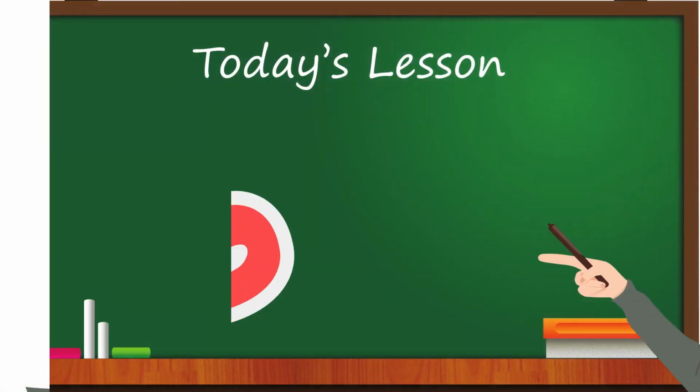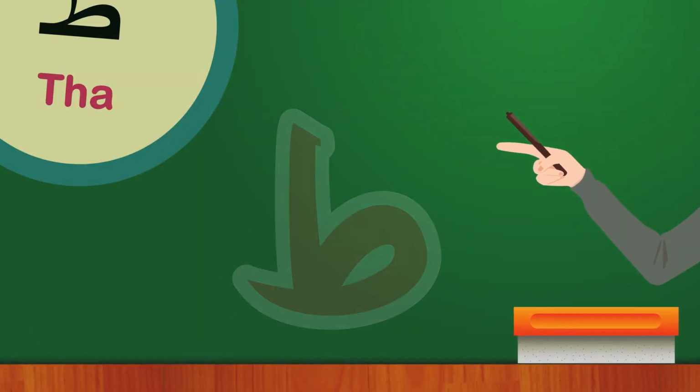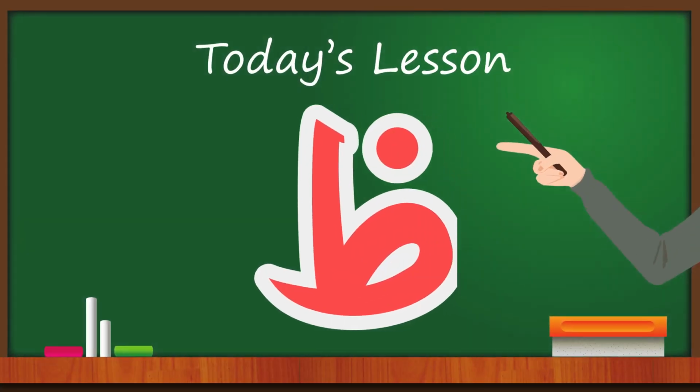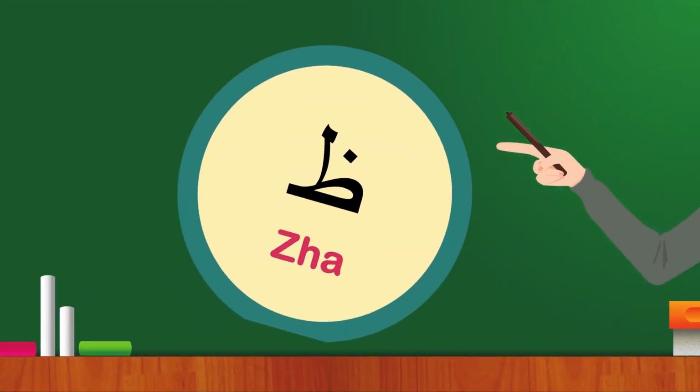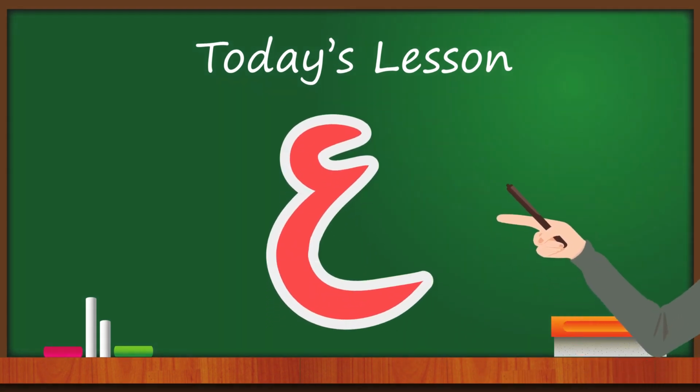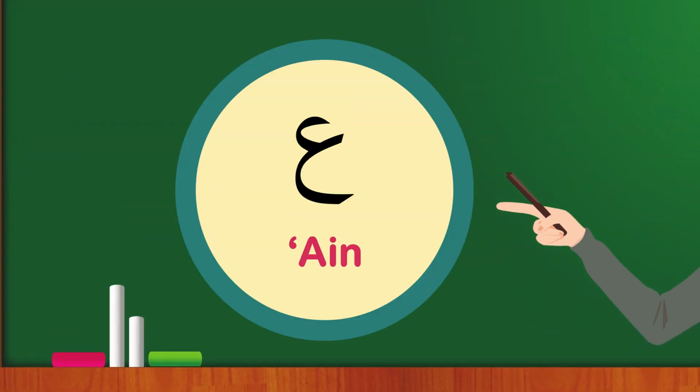Dod. Do. Can you say Do with me? Do. Zo. Can you say Zo with me? Zo. This is Ain. Can you say Ain with me?